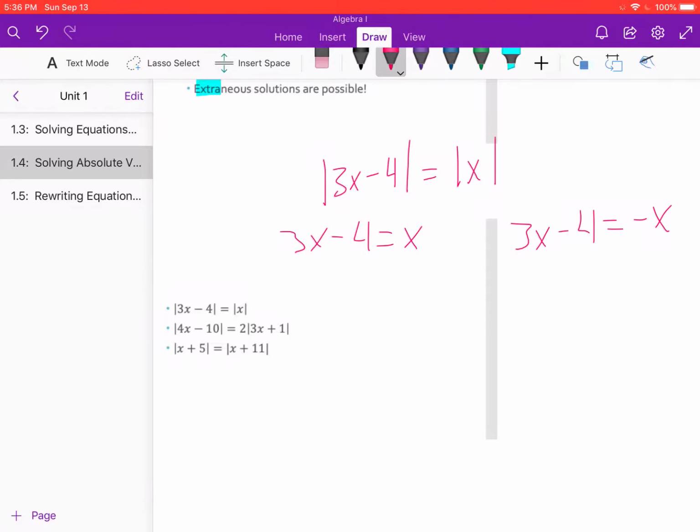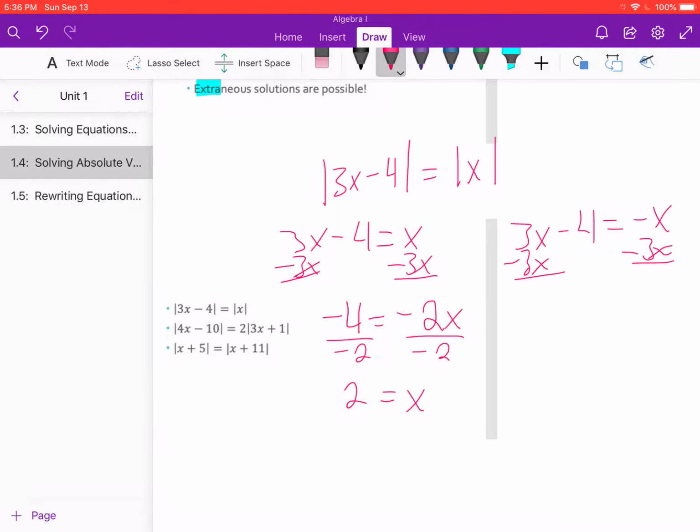Now, just like we did yesterday, we're just going to solve the 2 equations. So I'm going to subtract 3x from both sides. Negative 4 is equal to negative 2x. Divided by negative 2, we get that x equals positive 2. Same thing on this equation, subtract 3x. So negative 4 equals negative 4x. Divide by negative 4, and we have 1 equals x.